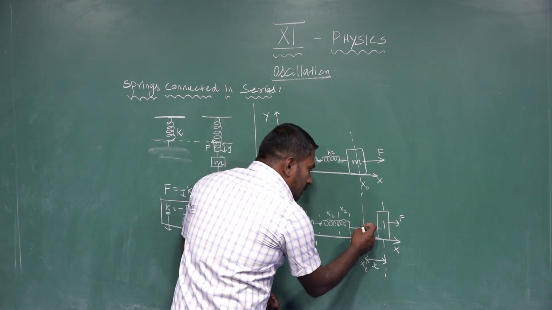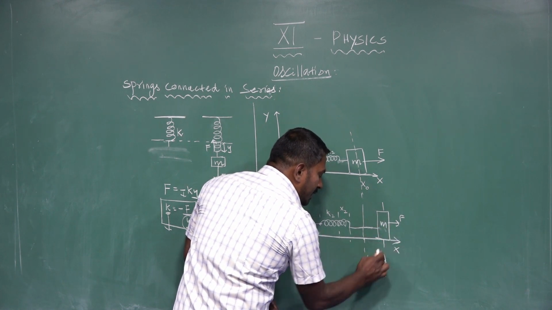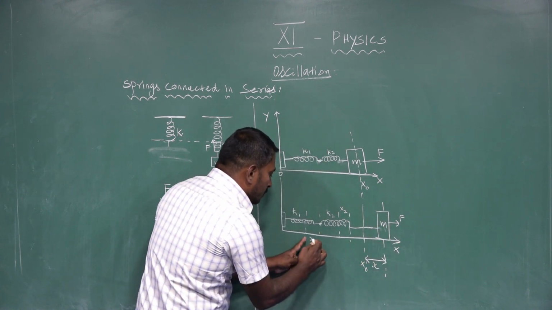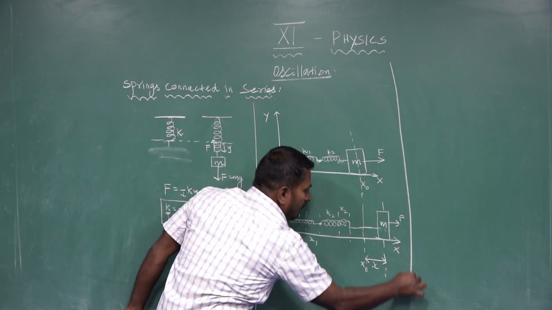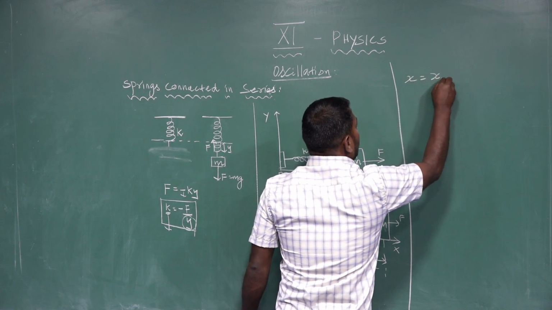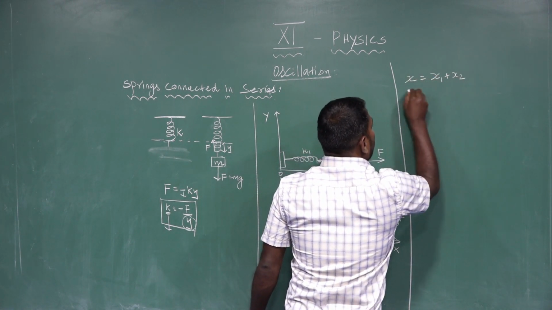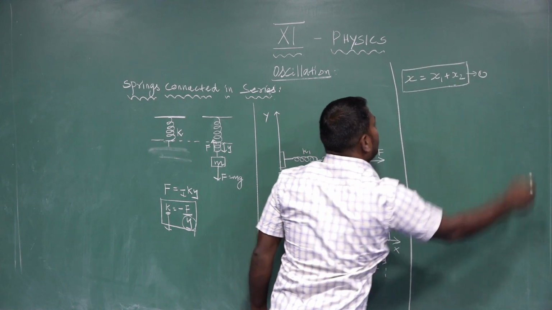Therefore, the load of mass m is shifted through a distance x, which is equal to x1 plus x2. Equation number 1.